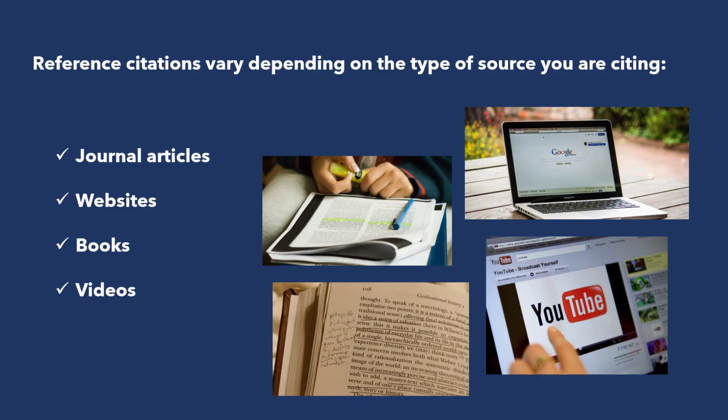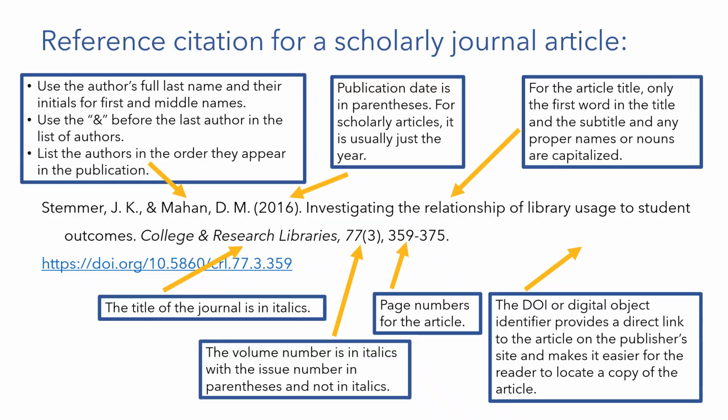In college, you are frequently citing scholarly journal articles, so let's look at a journal article citation as an example. The authors are listed by last name with just the initials for first and middle names. Authors are separated by commas, and an ampersand is used before the last author in the list of authors. The order of the authors should always remain the same as they appear in the journal article itself, since the first author is considered the lead author.